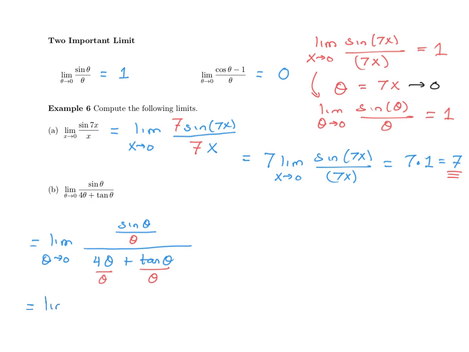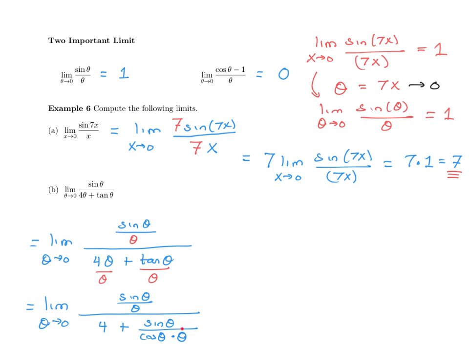Here, let's simplify this a little bit. This is the limit as theta goes to 0 of, well, the top is sine of theta divided by theta, but 4 theta over theta is just 4. That's good. And now I have plus tangent of theta over theta. Well, I'm going to replace tangent with its definition, which is sine of theta divided by cosine of theta. And we still have this theta here that's still in the denominator. So I have this thing. And this is looking pretty good. I know this limit's equal to 1. 4 will stay 4.